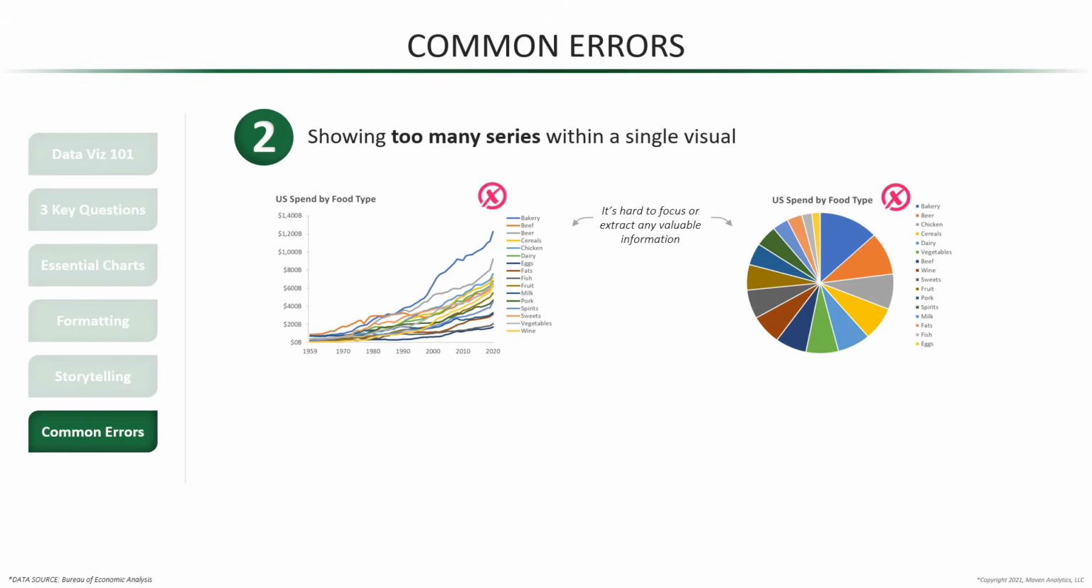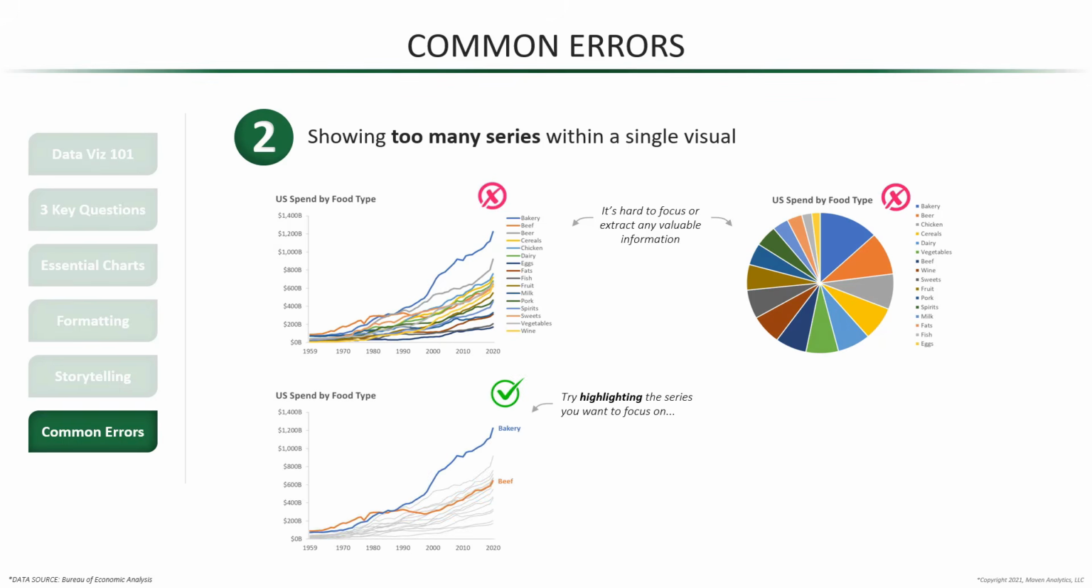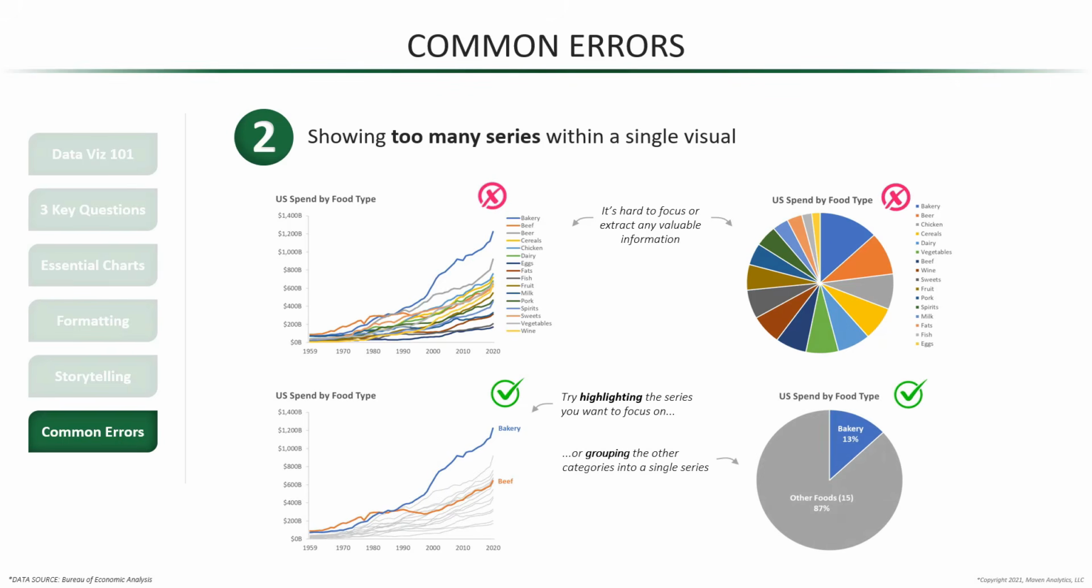The good news is, though, that there are some ways to make this work. You can either try highlighting the series that you want to focus on, or grouping the other categories into a single series. And now we can actually see its story here. So it looks like up until the 80s, beef was the most popular food type, but since then it's really dropped down the pecking order and Americans have been spending more and more on bakery products, which is why it now makes up 13% of the food market. So that's pretty easy now.